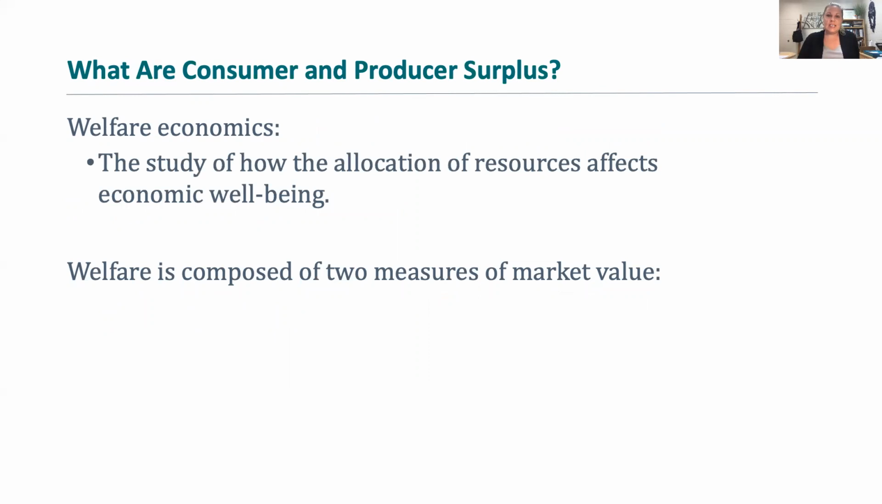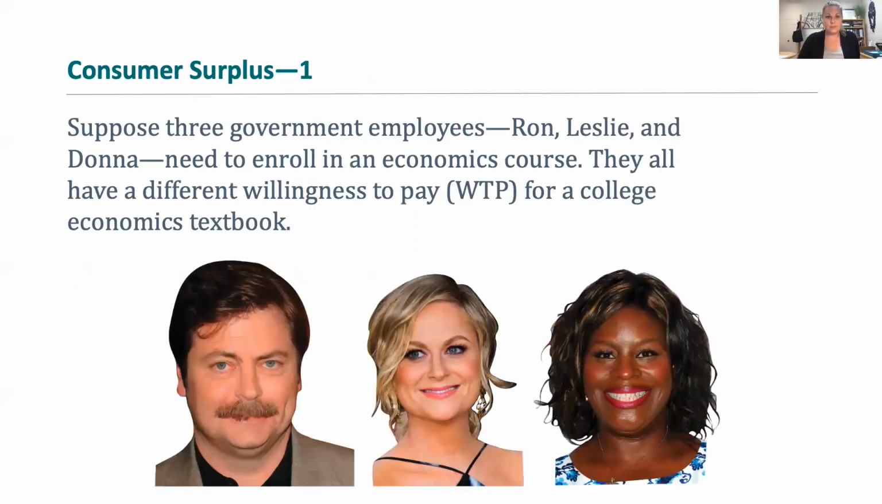Welfare economics is a subdiscipline of economics that specifically studies how the allocation of resources affects the economic well-being of individuals and society as a whole. Welfare is primarily measured in two ways, by consumer surplus and producer surplus. Consumer surplus deals with the demand or the buyer side of the market. Let's look at an example.